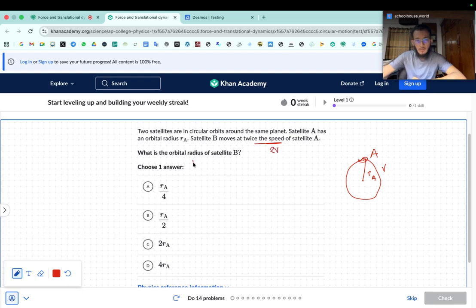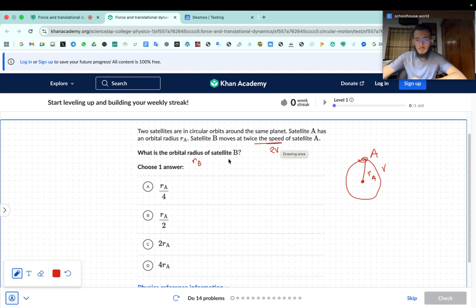So they're asking for the orbital radius rB of satellite B. So again, two satellites in circular orbit around the same planet. Okay, same planet. And satellite A has an orbital radius of rA, and satellite B moves at twice the speed of satellite A. What is the orbital radius of satellite B?